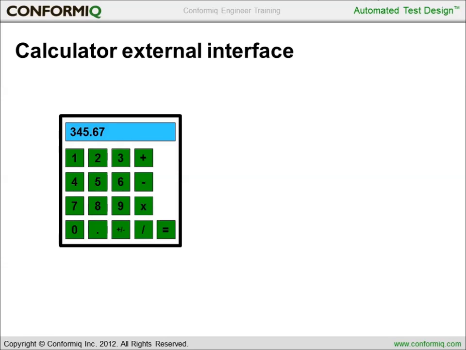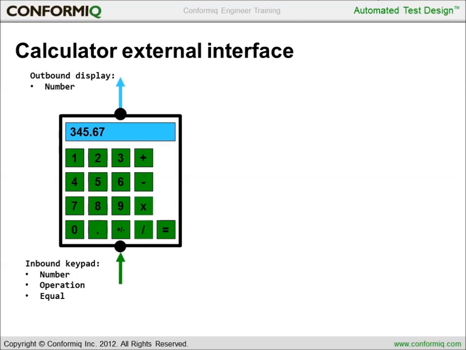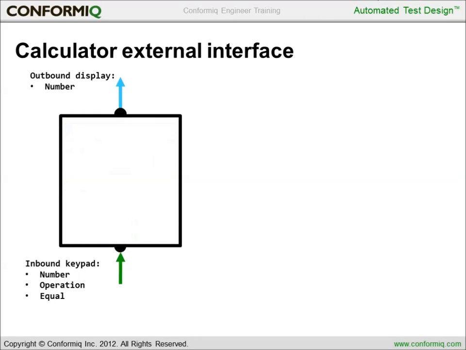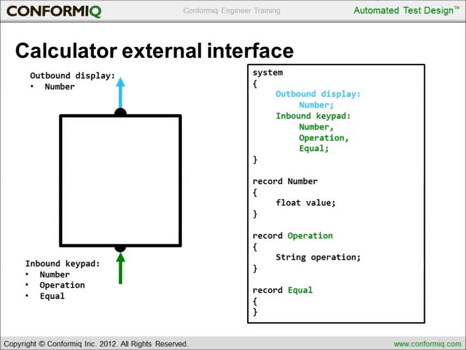We have our calculator here, and here is the inbound port keypad, and the outbound port is display. We have identified external interfaces with two ports, and we can draw our calculator as a black box now. All the information needed for creating a system block is on the screen. Let's rewrite it using Conformiq syntax.